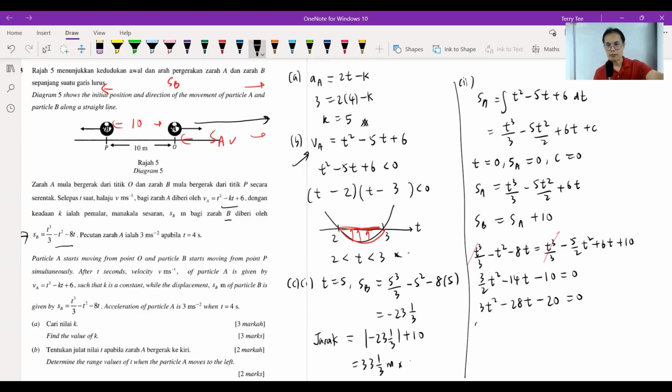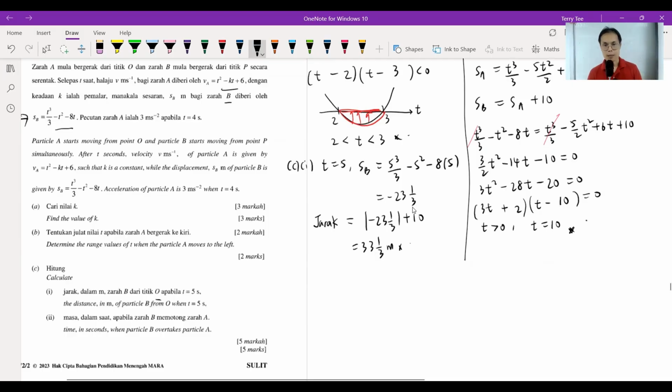Okay, I think you can factorize this. 3 times 20 is 60. To get 60, I should use 30 and 2. 30, I must put a 10. This must be 2 minus and plus. So we know time is always more than 0. Your t must be 10. 10 seconds, 10 saat. Okay, there you go. Your answer for this. Masa dalam saat apabila zarah B memotong zarah A is 10 seconds, 10 saat.